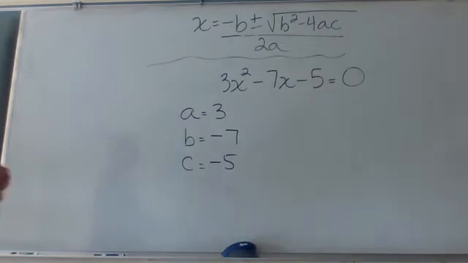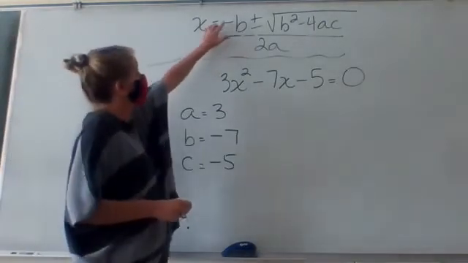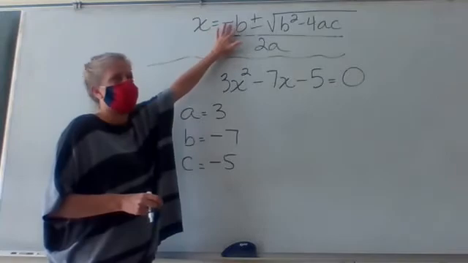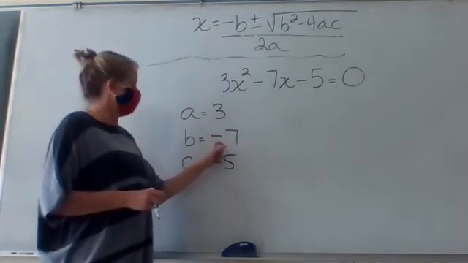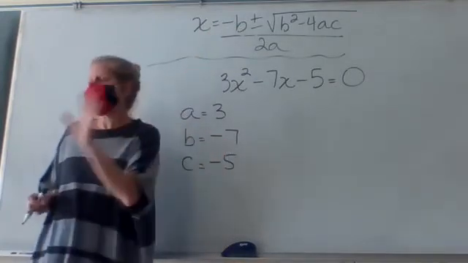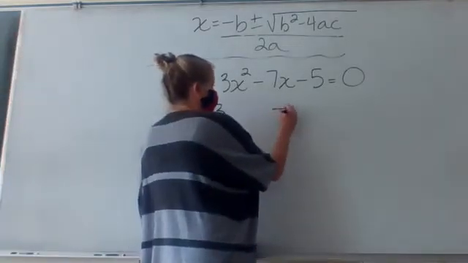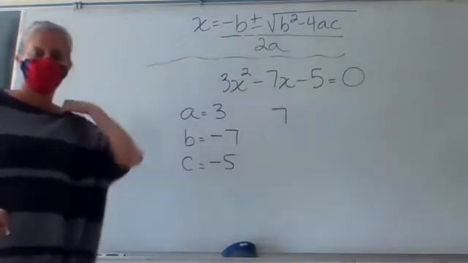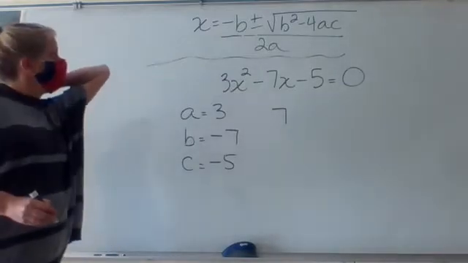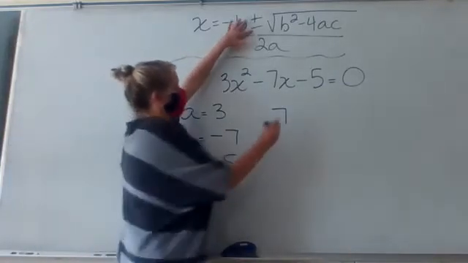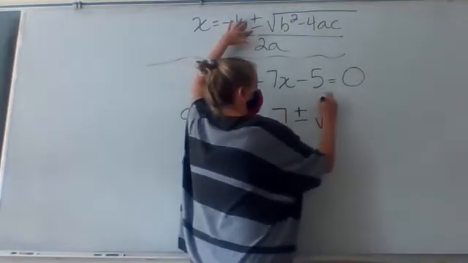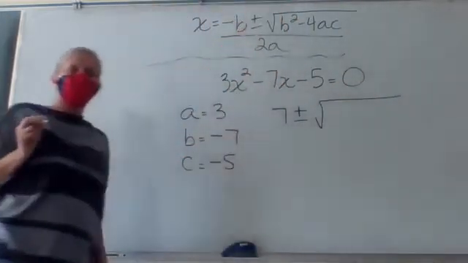So let's plug these into my formula. What do you need first? The opposite of B. Since your B is -7, the opposite of it is going to be +7. Then the plus minus from the formula, that's what gives you your 2 solutions. Then you have the long square root.